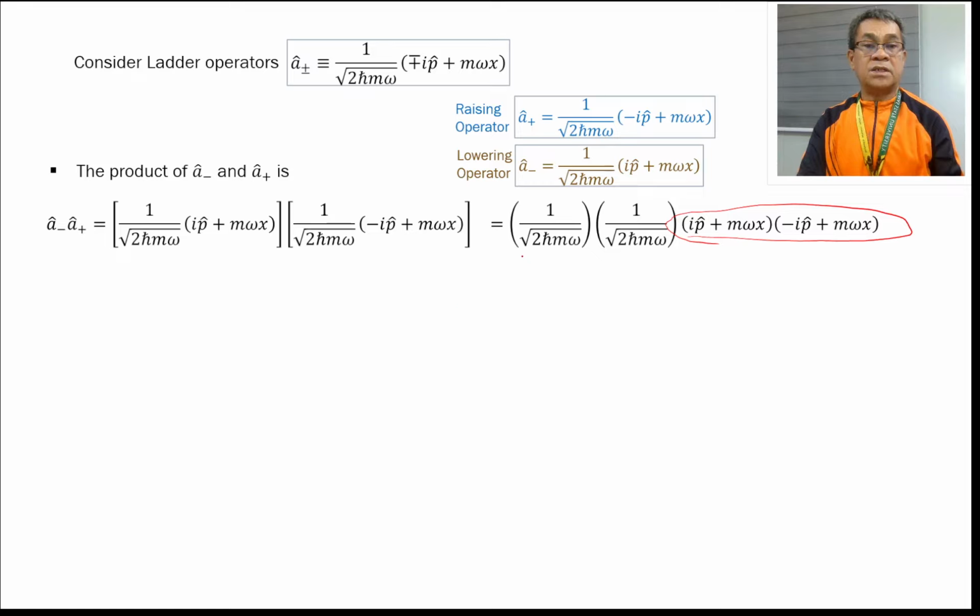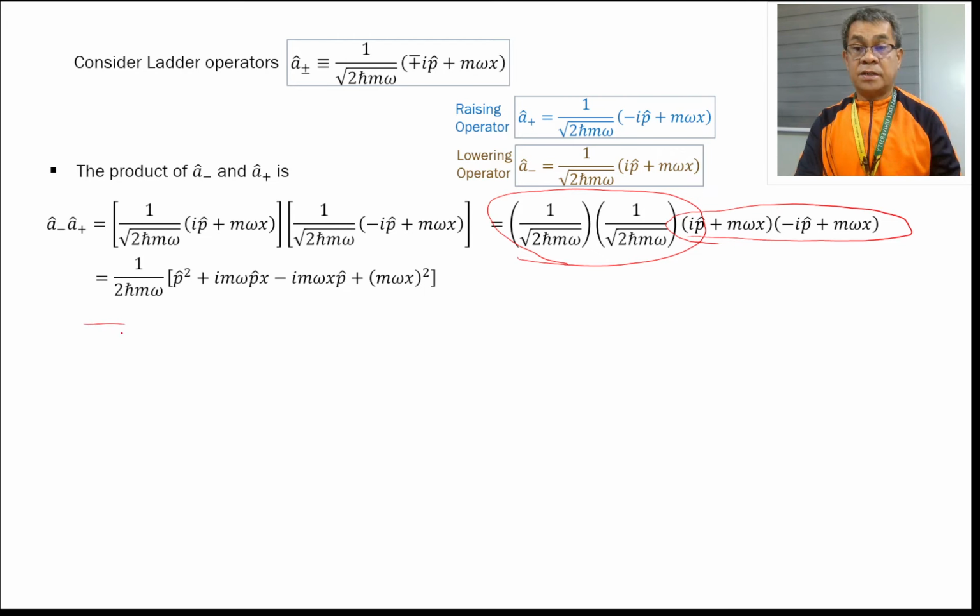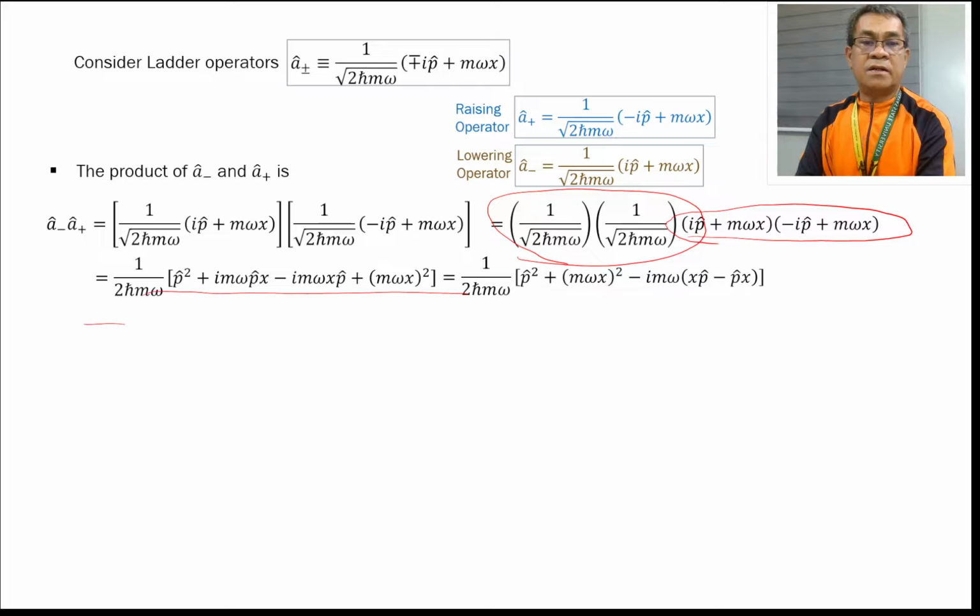So instead, we separate that. These are all constants, so nothing will change with respect to some parameters. But the second factor involves operators. So you multiply the two constant factors, then distribute, and we come up with this result. The 1 over 2 h-bar m omega is the result after multiplying the two factors.